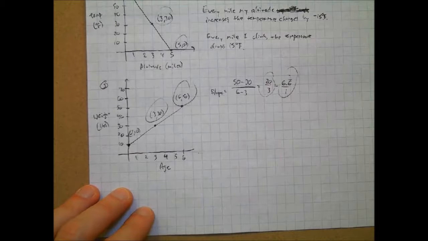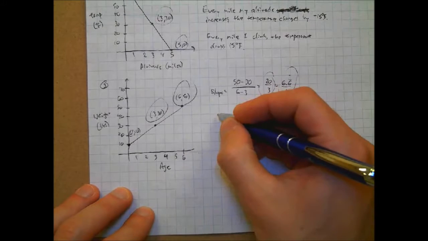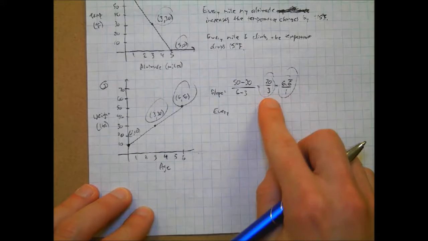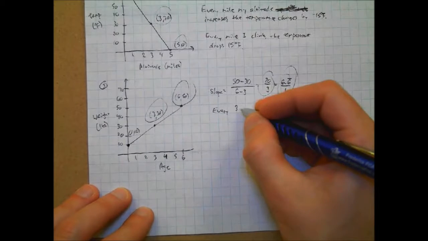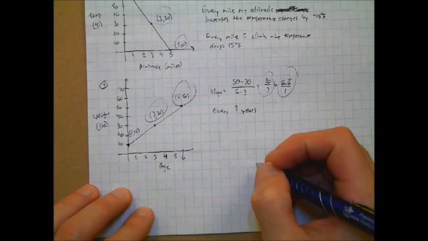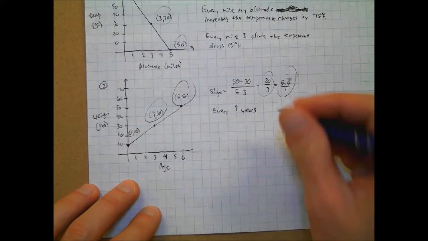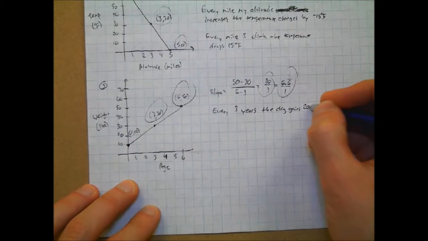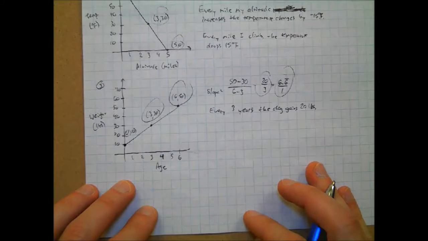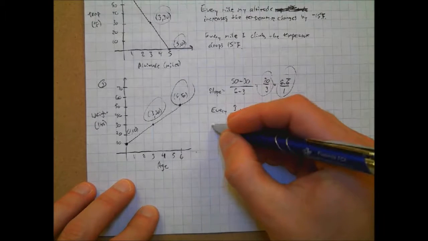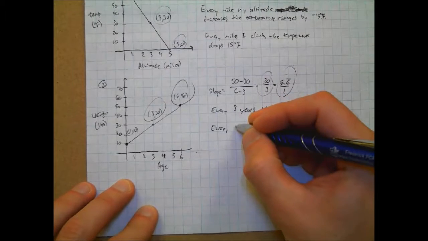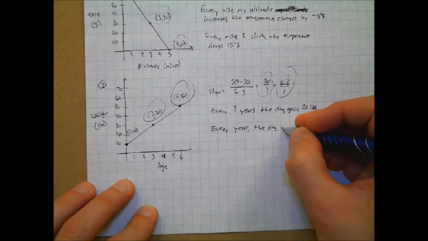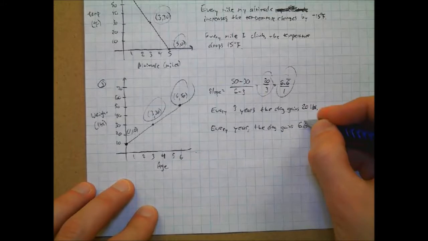So we could say something like, every how many years? Let's do it for this one. Every how many years? 3. Every 3 years. What does that 20 mean? The positive 20. The dog gains 20 what? Pounds. 20 pounds. Okay? What if I wanted to say every year? Every 1 year or just every year? We would say the dog gains what? 6.6 repeating pounds. Exactly right.